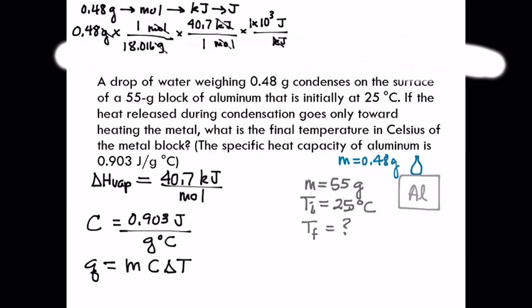0.48 divided by 18.016 times 40.7 times 1 EE3. And this gives me 1084. How many sig figs, if I was going to stop here, would this number have? 2, because of this one. I want to keep 2 extras. So this number has 2 sig figs, but I'm going to keep the 8 and the 4 to avoid rounding errors. Calculator says 1084.36, blah, blah, blah. So that's joules. This is the amount of heat that was released by that water condensing. This is the amount of heat that goes into heating up the block. So this is equal to Q in our equation down there.